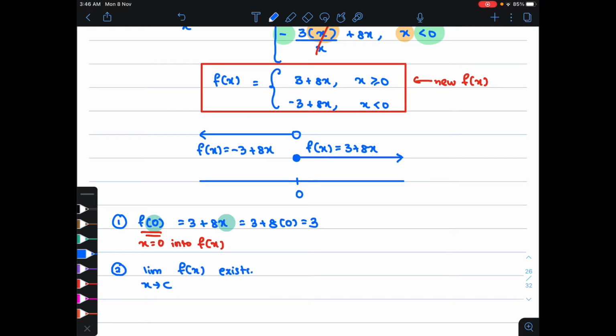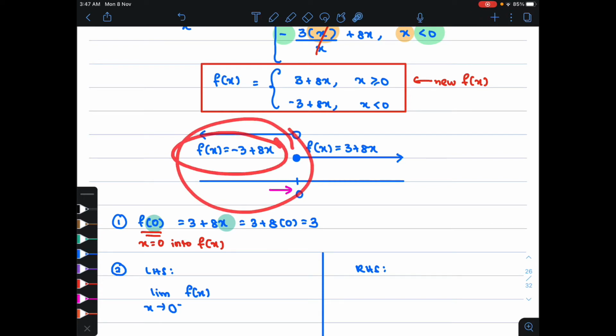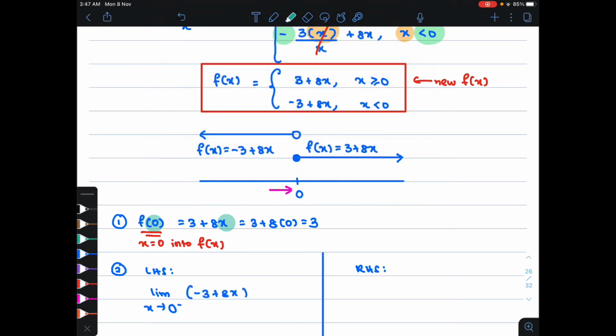The second condition is the limit of f(x) as x approaches c exists. c is 0, so we need to determine whether this limit exists. So you need to consider x approaching 0 from right hand side and x approaching 0 from the left hand side. As x approaches 0 from the left hand side, we can write down limit f(x) as x approaches 0 negative. And from the left hand side, this is function f(x). So now just substitute x equal to 0 into x, and the answer is negative 3.